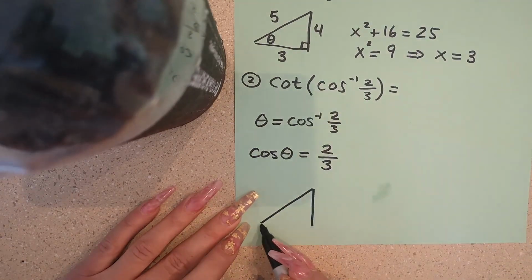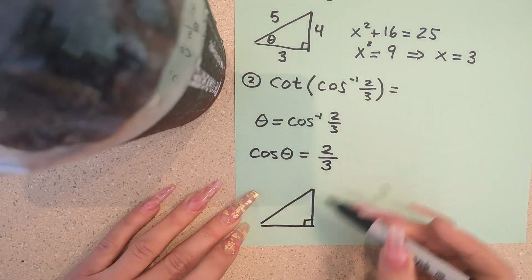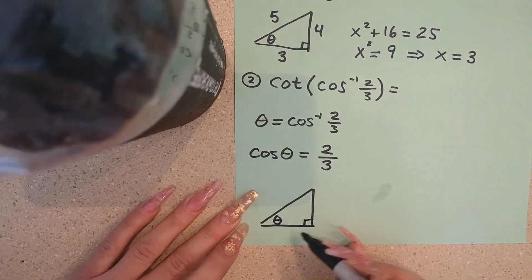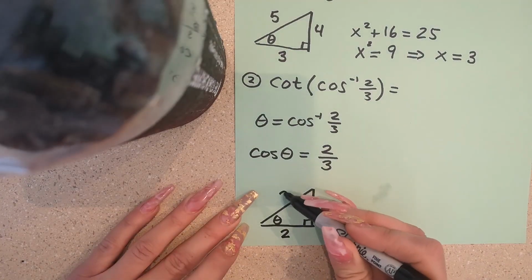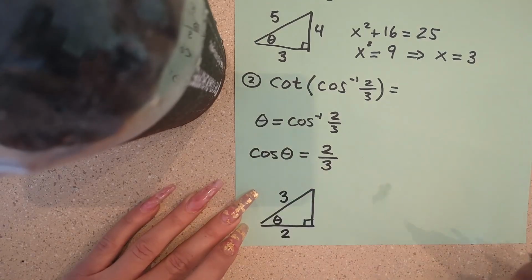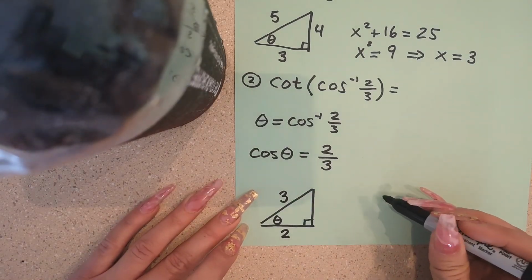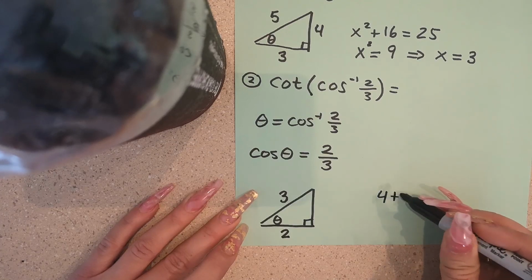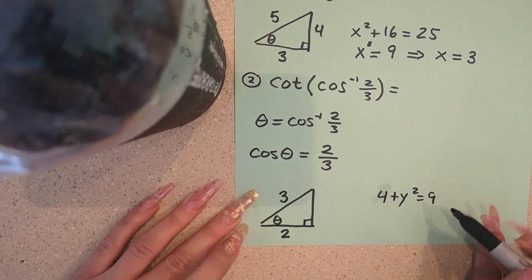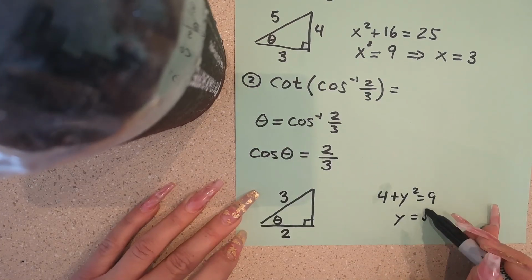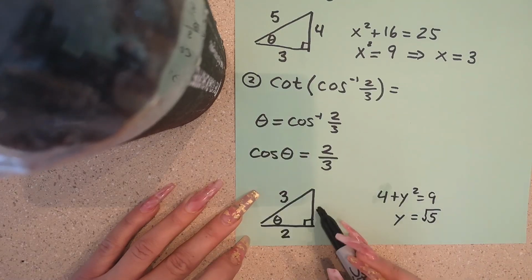Here's my right triangle. Fill in according to this fact. So the cosine would be the adjacent over the hypotenuse. Now I need to find the y side. So let's see, 4 plus y squared is 9. So y would be root 5.